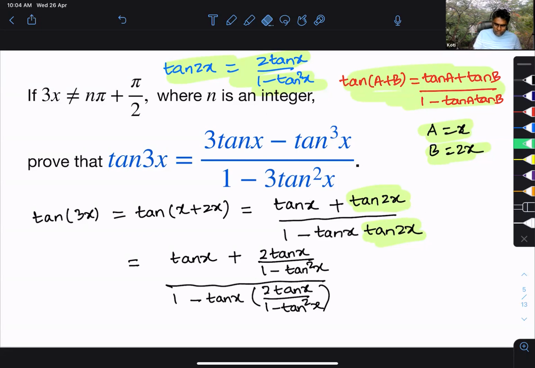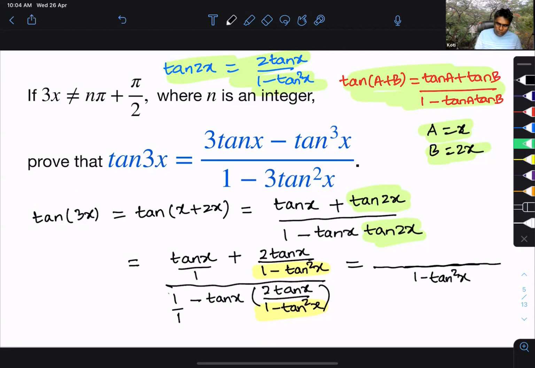So now let's finish this here. If you look at the numerator and the denominator, you have this 1 minus tan square x. You can take that as the LCM. It's a good idea to write this by 1 and then this. So your 1 minus tan square x is the LCM. So I have 1 minus tan square x.